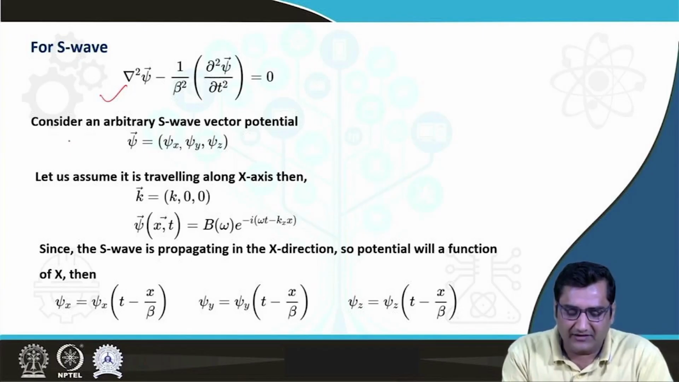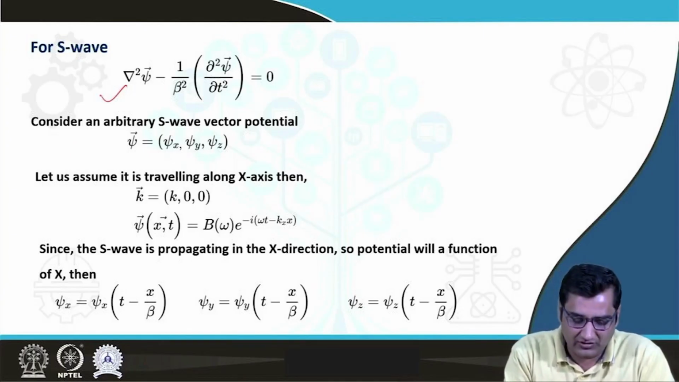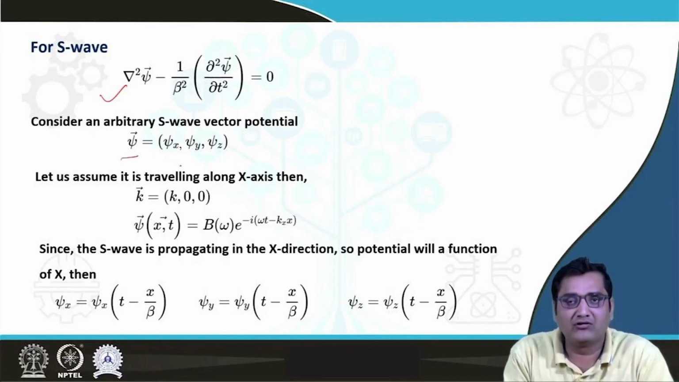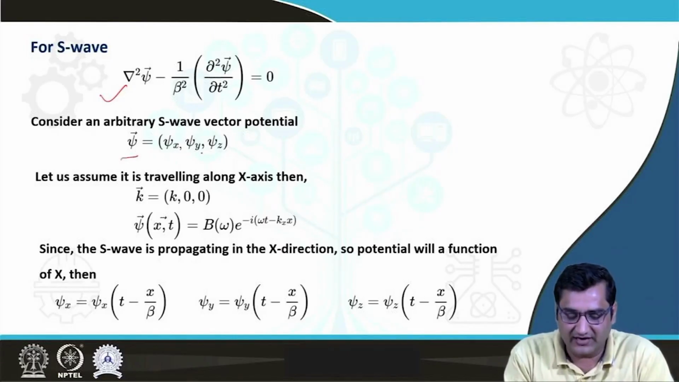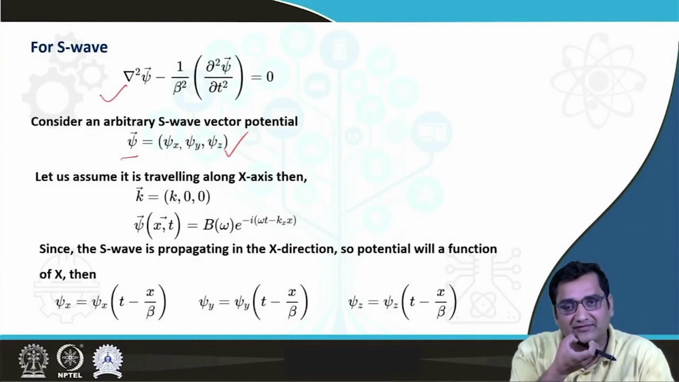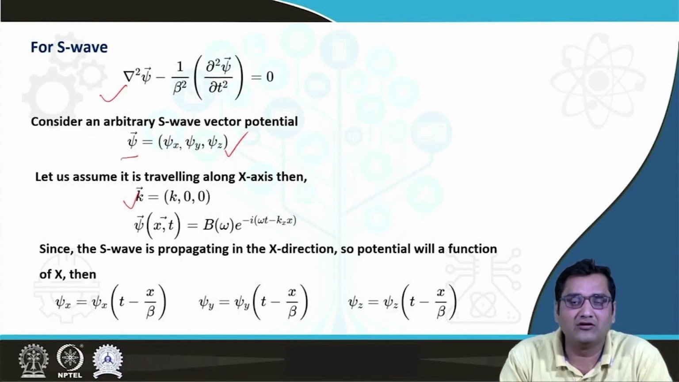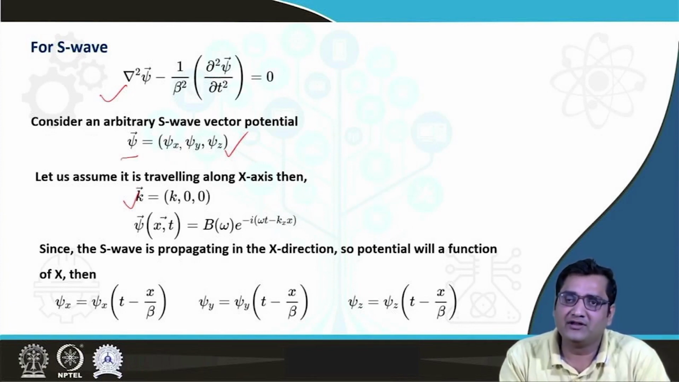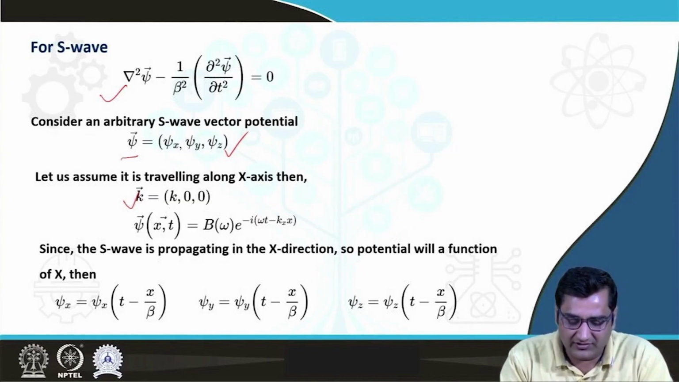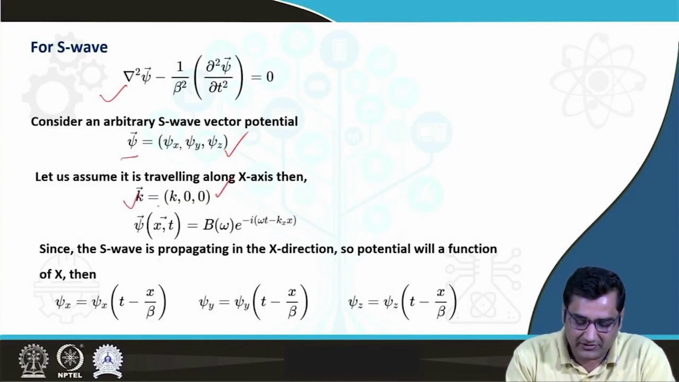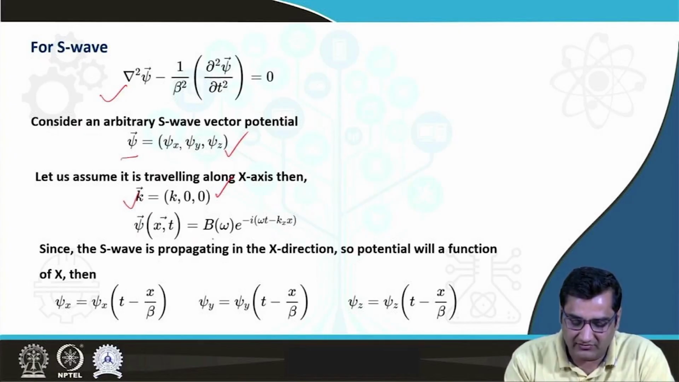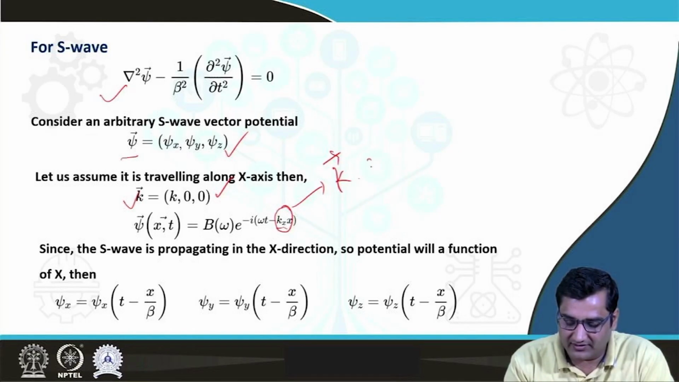Let's consider an arbitrary S wave vector potential. So let's suppose this vector potential along all three directions is psi x, comma psi y, comma psi z. Let's assume it is traveling only along the x-axis. Then the k vector for the shear wave will have a component only along the x direction. The other two components will be 0, so it will be k, comma 0, comma 0. So psi x, comma t will be equal to b omega e to the power iota minus omega t minus kx. This was basically your k vector dot x vector.